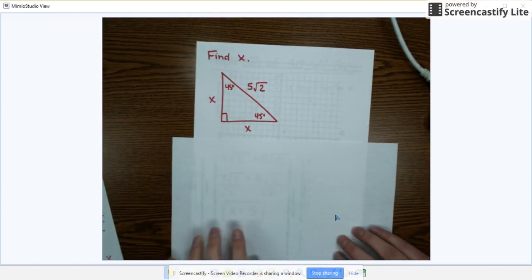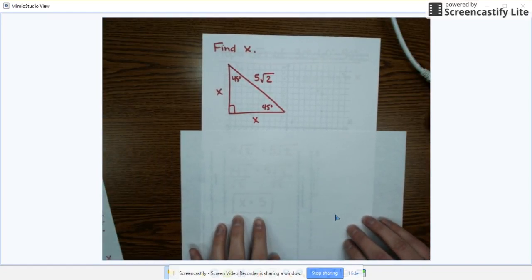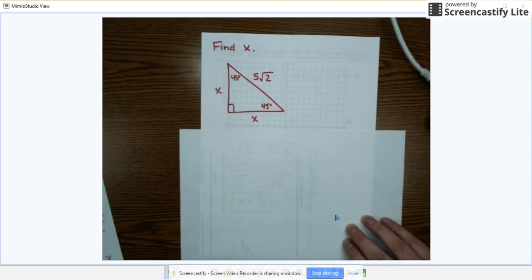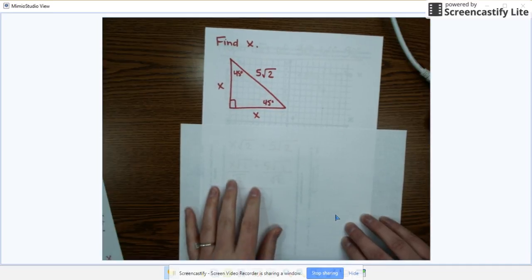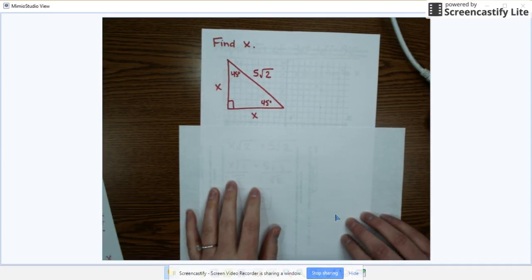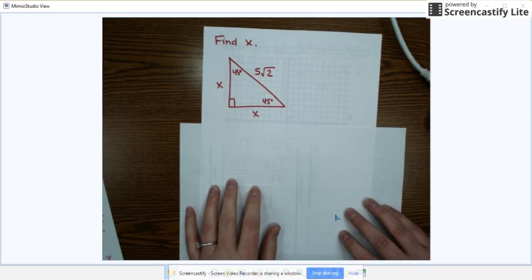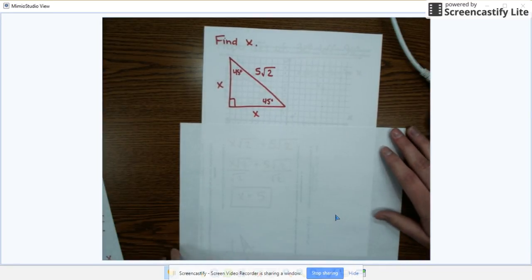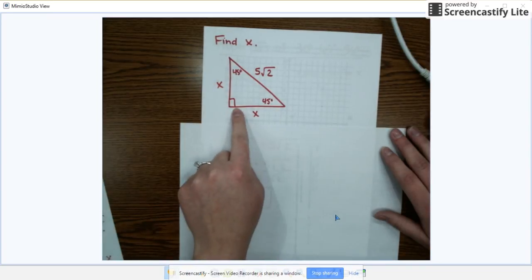If we look at this triangle, our goal is to solve for x. So they give us the hypotenuse, and they tell us the hypotenuse is 5 root 2. Well, if you recall from our last rule, the hypotenuse is equivalent to x root 2. So our leg times root 2.